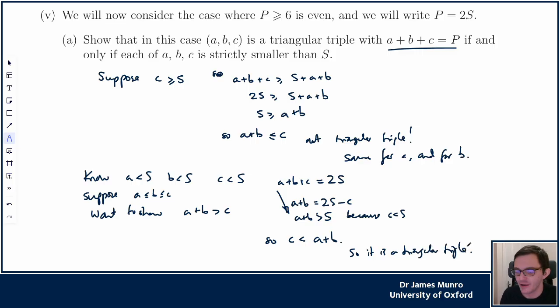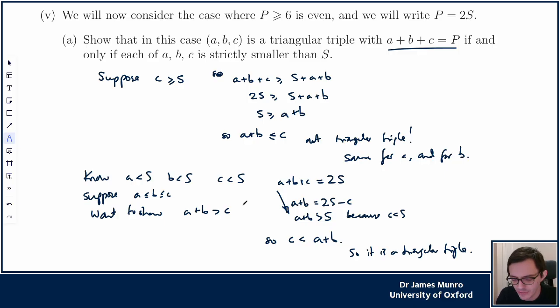Okay, so now we've understood triangular triples, I think, quite well. If we put this together, this says that in the case where you're looking at P even, 2 times S, what you need is 3 numbers to be the sides of your triangle. They can't be too big. If they're bigger than S, half the perimeter, then it's a no-go. You can't make a triangular triple like that. But if they're smaller than S and the sum is correct, then you're fine. That's a triangular triple. They will satisfy that inequality and you can make a triangle out of them.